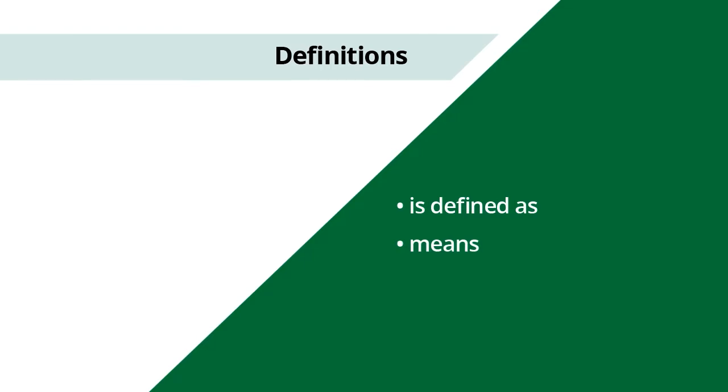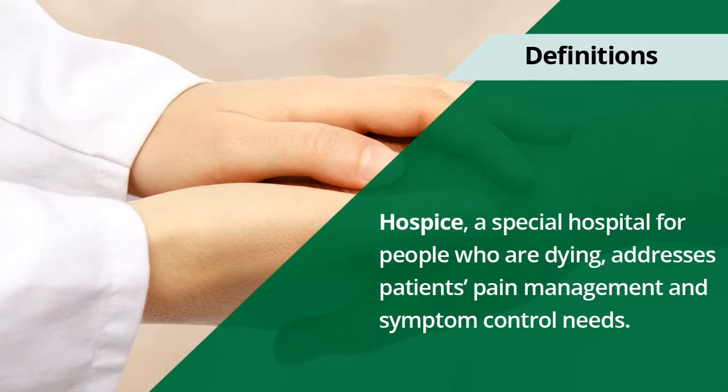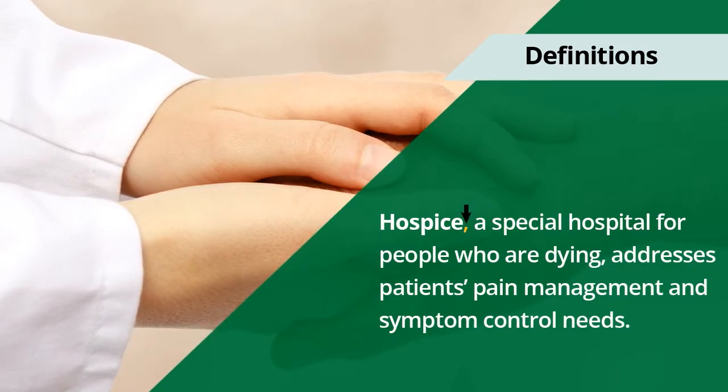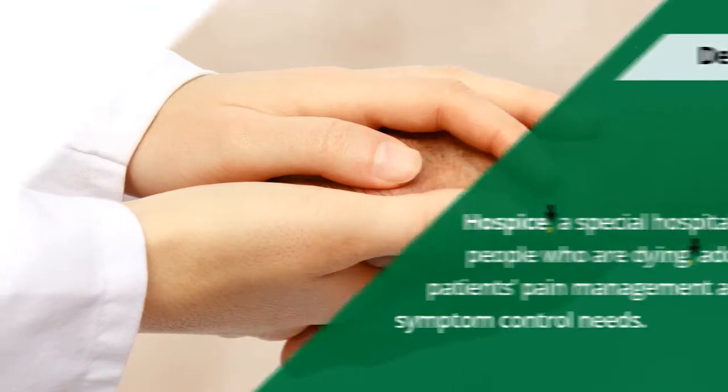When the context clue is a definition, these signal words, is defined as, and means are common. When a word is followed by a definition, there is usually a comma after the word being defined, and then another comma following the definition. The word being defined might also be set in italics or boldface. This is the case in the example you see here. Hospice, a special hospital for people who are dying, addresses patients' pain management and symptom control needs.